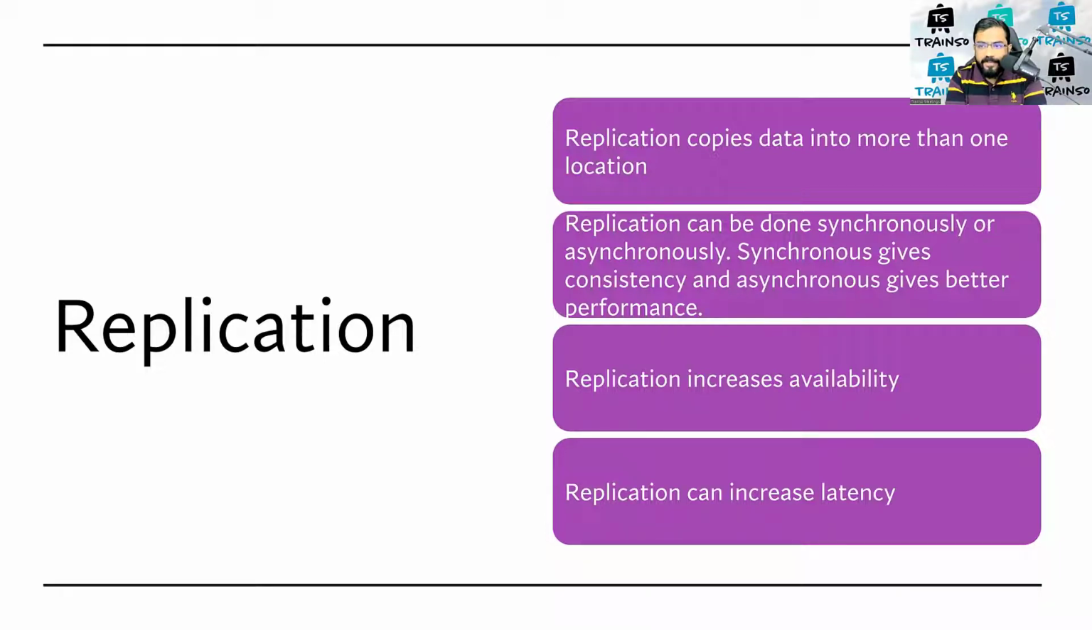As an architect, you always have to make some trade-offs, right? You have to always take decisions based on trade-offs. So this is also one of those examples. And then replication increases availability. And at the same time, replication can also increase latency, especially in the case of synchronous writes. If you are writing to A and if you are waiting for it to write to B and C, there could be some latency issues.